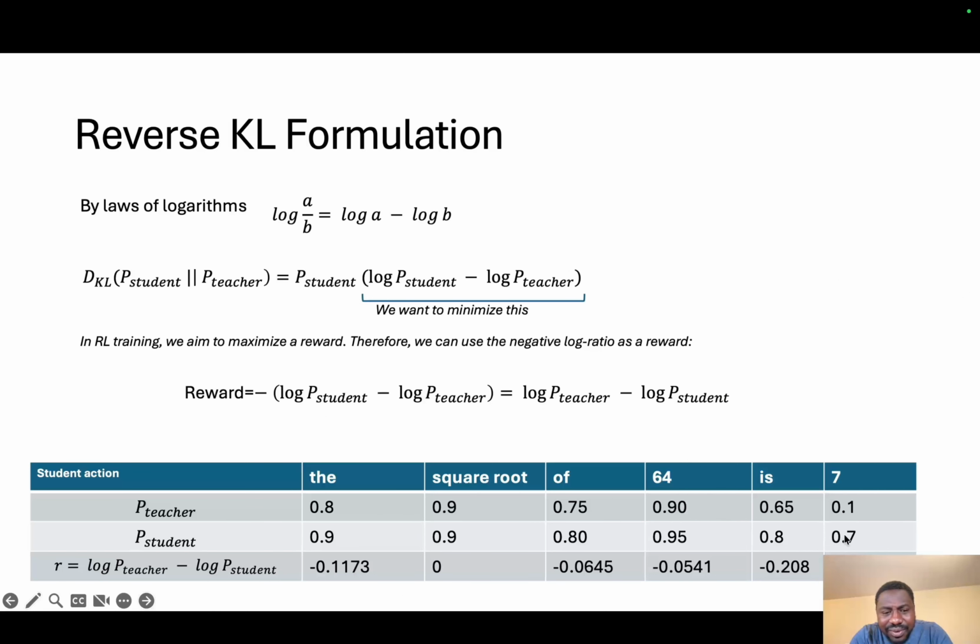This token is supposed to be really low, but the student is assigning high probability to it. So let's say the teacher is really good and assigns 0.8 to this, 0.9, 0.75 to this, 0.9, 0.65 to this, and 0.1 to this, because the teacher assigns low probability to the incorrect token. So what we do is just a subtraction over this, and what we end up with is a very highly negative reward on this token, which is great, what we want, and much lower values on the rest, right?